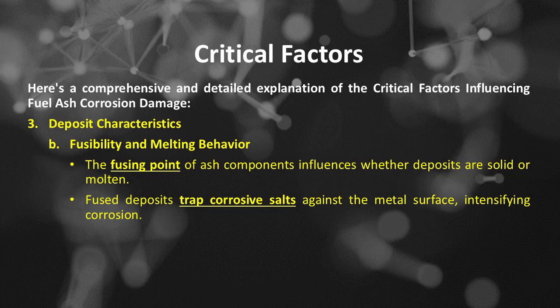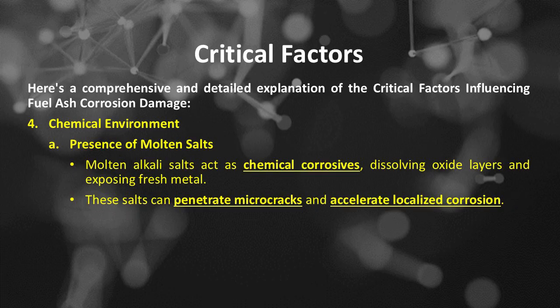Number B: fusibility and melting behavior. The fusing point of ash components influences whether deposits are solid or molten. Fused deposits trap corrosive salts against the metal surface, intensifying corrosion. Number 4 of critical factors influencing fuel ash corrosion damage is chemical environment.